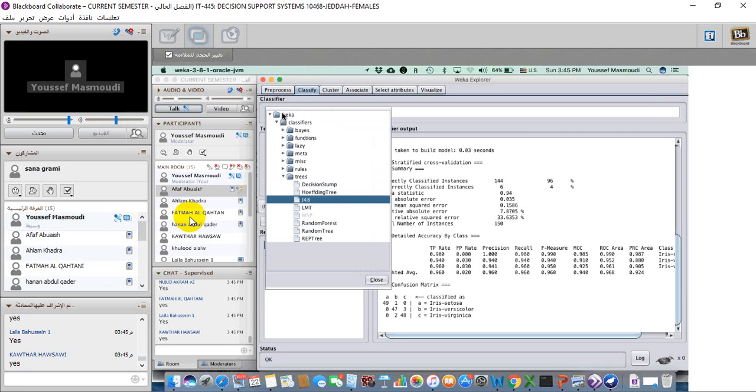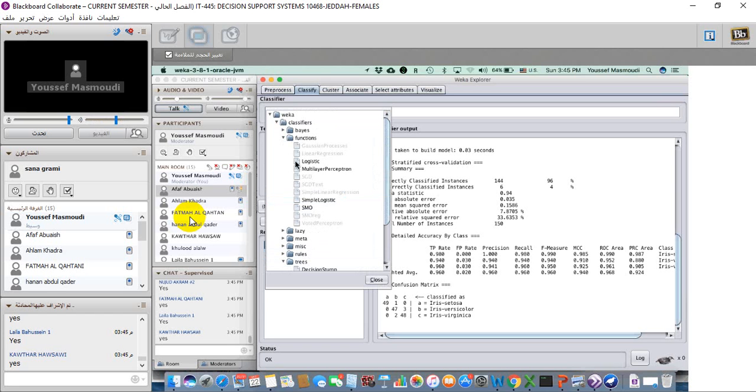I will click on choose. Then I will click on functions. Functions, and I will find the multi-layer perceptron. You see the multi-layer perceptron, which is one of the artificial neural network algorithms.